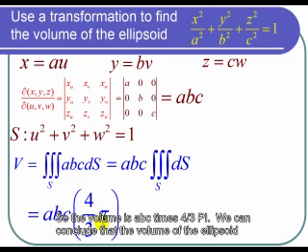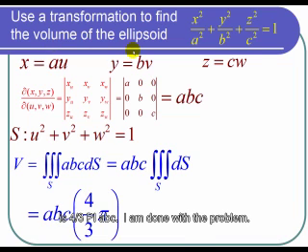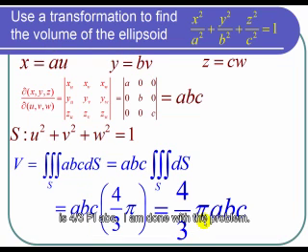So we can conclude that the volume of the ellipsoid is 4/3 pi times abc. And I'm done with the problem.